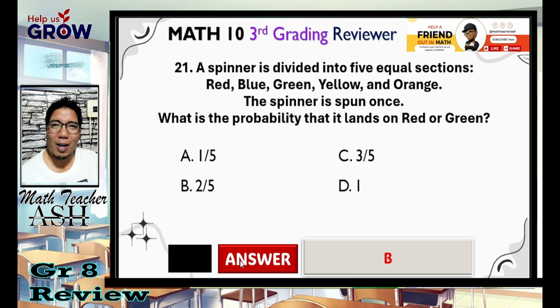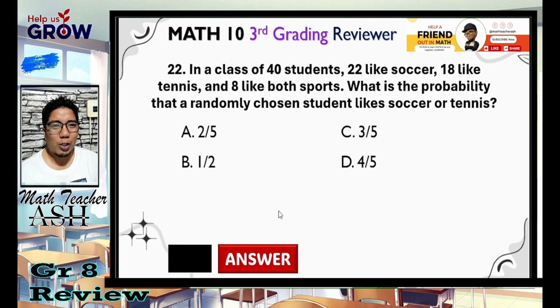Alright, easy, right? Now, let us go to question number 22. In a class of 40 students, 22 like soccer, 18 like tennis, and 8 like both sports. What is the probability that a randomly chosen student likes soccer or tennis? Is it A, 2/5, B, 1/2, C, 3/5, or D, 4/5? I'll give you 5 seconds to think about your answer.